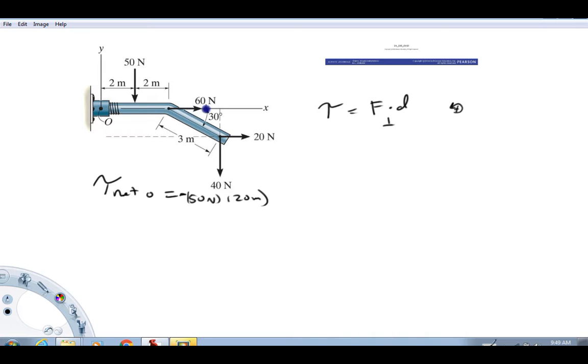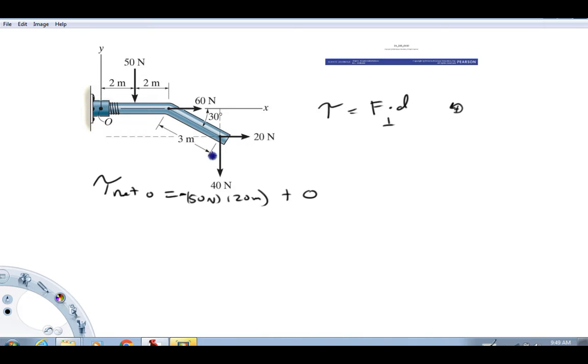Alright, next force I run into, this 60 newtons. You'll notice its line of action goes right through O. In other words, there's no torque or moment arm. So the torque produced by the 60 newtons is 0. I'll put a 0 there as a placeholder for that force.